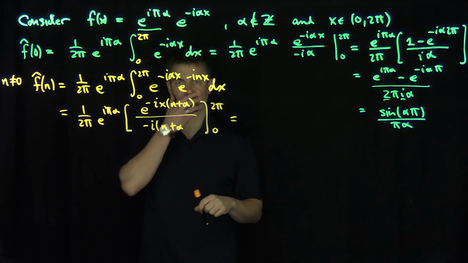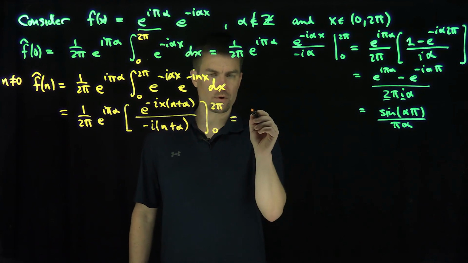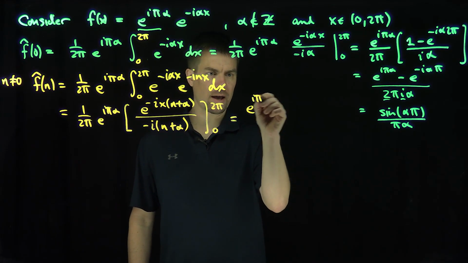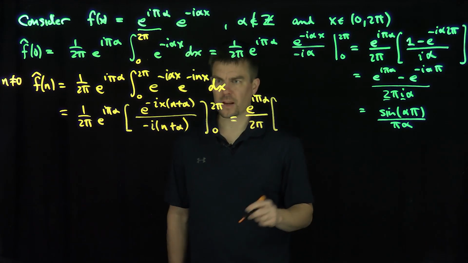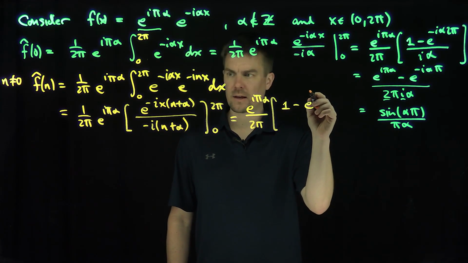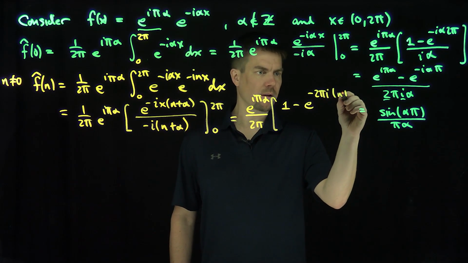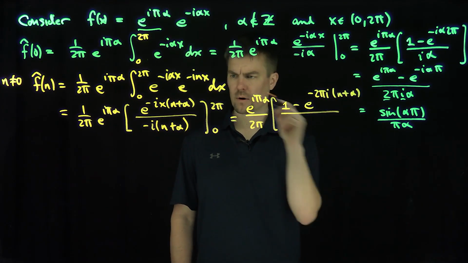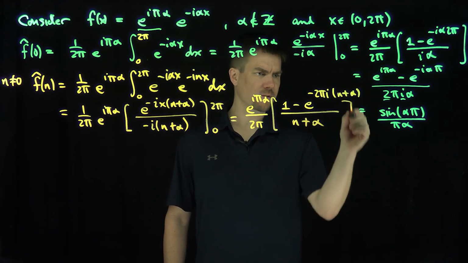Great. So again, I'm going to flip the limits of integration like so. And so we're going to get a 1 over 2 pi, with an e to the i pi alpha. And then a 1 minus e to the negative 2 pi i (n plus alpha), over a total of n plus alpha, because I flipped the negative sign.